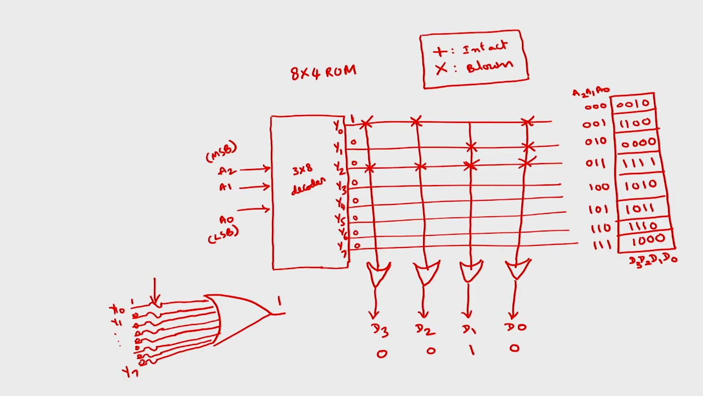And for the next address 0 1 1, A2 A1 A0 equal to 0 1 1, I want the output as 1 1 1 1. So we have to keep all the connections intact. Then for the next address 1 0 0, I want 1 0 1 0. So this Y4 output has to be broken for this D2 and D0.